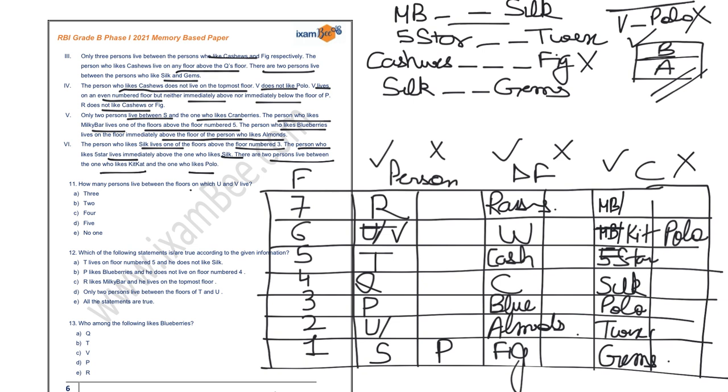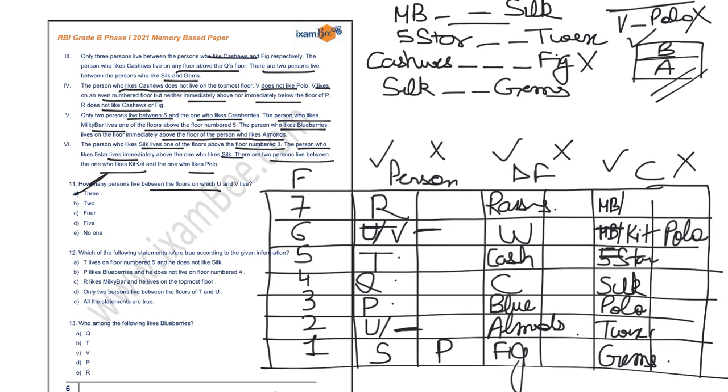How many persons live between the floors on which U and V live? So U lives at the 2nd floor and V lives at the 6th floor. So 1, 2, 3, so 3 is the correct answer, that is option number 1.